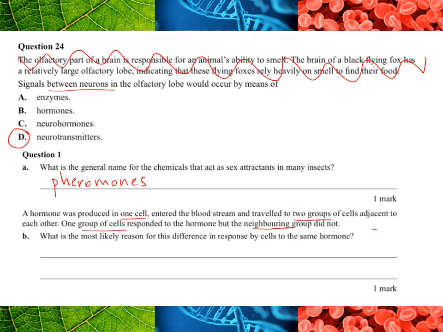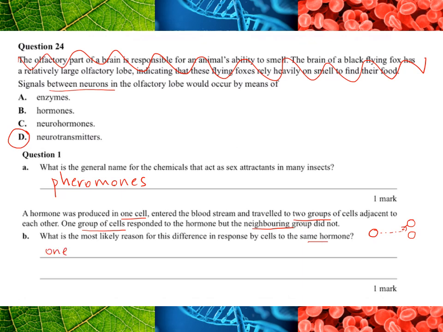Okay, so we've got one cell, it's released hormones through the bloodstream, and we've got two cells here, and one of these cells picks up the hormone, the other one doesn't. What is the most likely reason for this difference in response by cells to the same hormone? So hopefully you have picked up here that we're talking about the receptor. Okay, so one of these cells has a receptor and the other one doesn't.